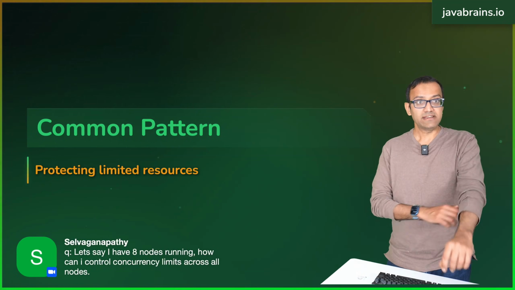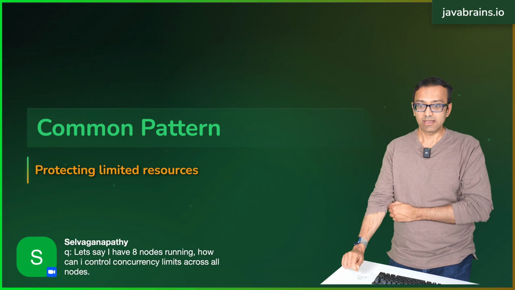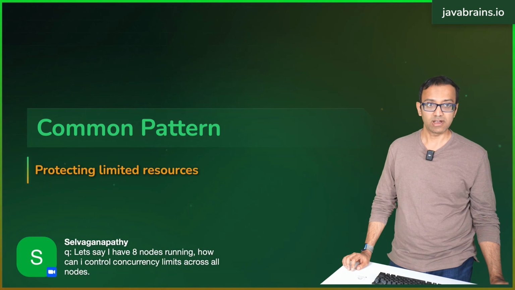Let's say I have 8 nodes running. How can I control concurrency limits across the nodes?